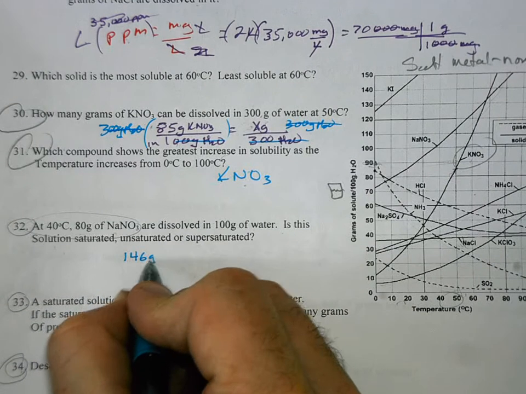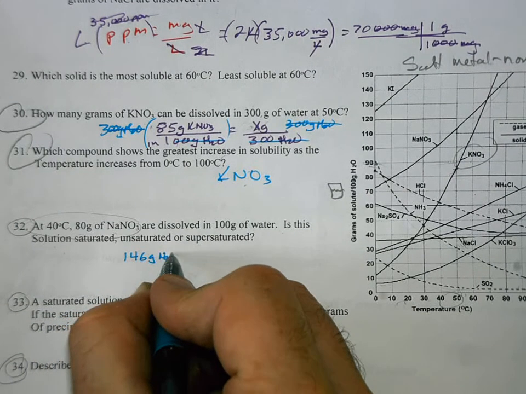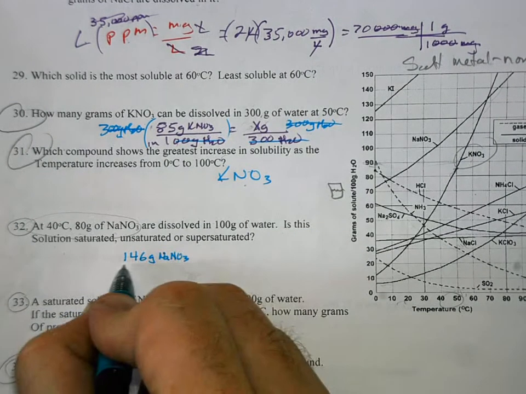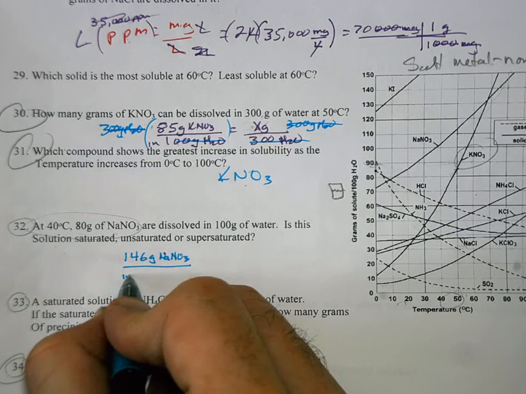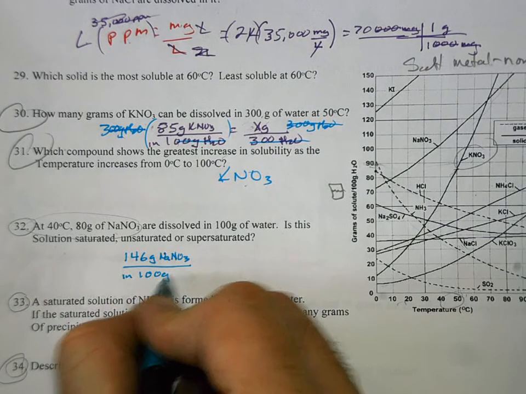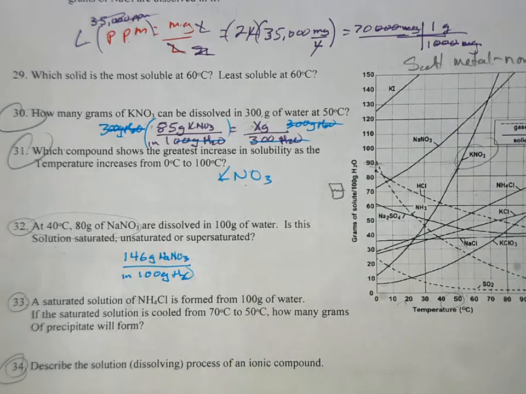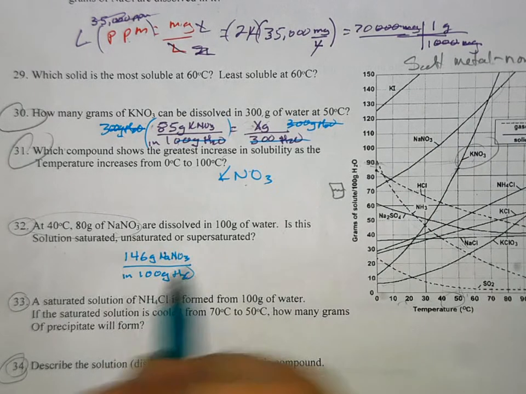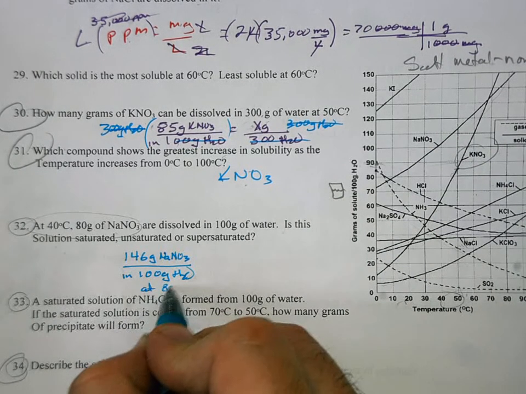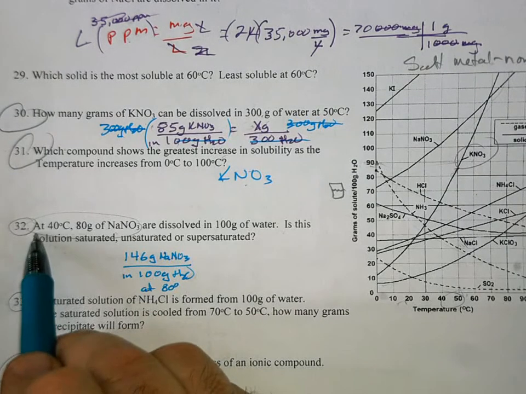146 grams of sodium, if I was calling that potassium nitrate, sorry, sodium nitrate will dissolve in 100 grams of H2O. That's what this chart tells us at 80 degrees. So now we know the solubility at 80 degrees. Now let's look at our data.